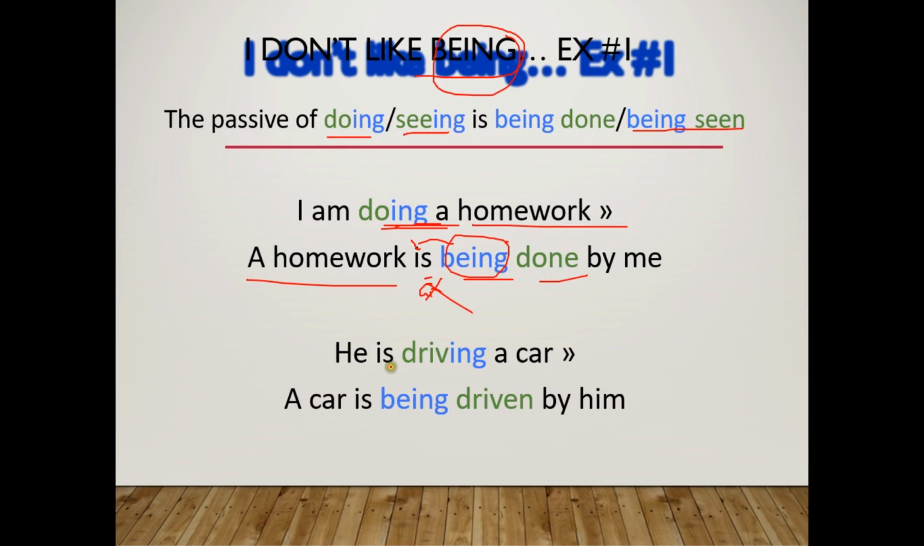Okay, he is driving a car. So if you want to change to the passive, a car is being driven. This is verb 3. Yeah. Remember, if there is ing in the active voice, you change it and you put being plus verb 3. Okay.